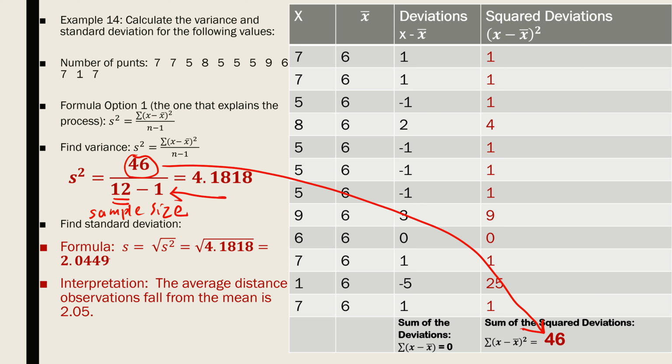The formula for standard deviation is s equals the square root of s squared. So you have to find the variance first to calculate the standard deviation, which you can verify by yourself. The square root of 4.1818. The correct interpretation will be the average distance of observations from the mean is 2.05.